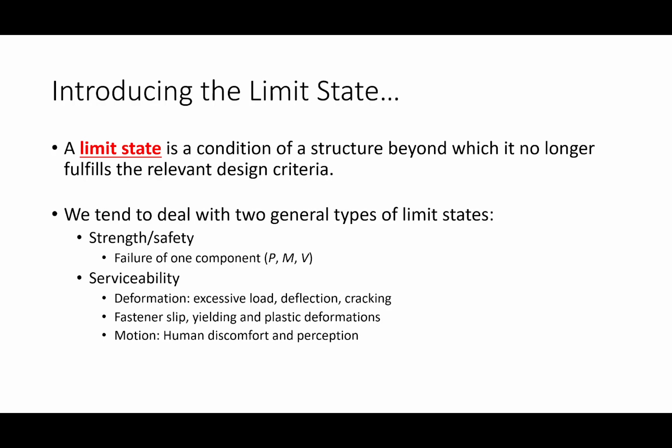Okay, a good example of a safety or strength limit state would be, if we're talking about a column, buckling. If the column buckles, we're in trouble, right? That's bad. Okay, that is a strength limit state.